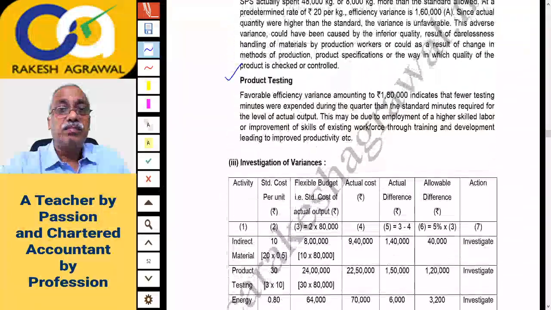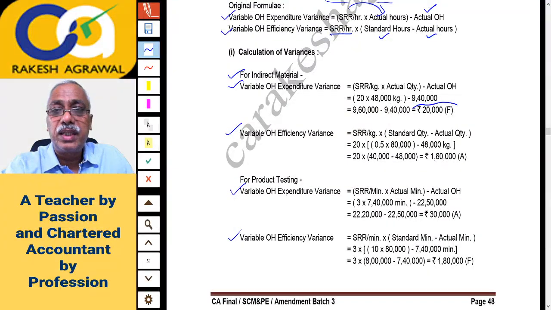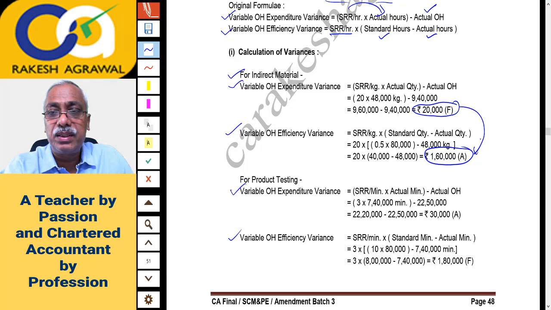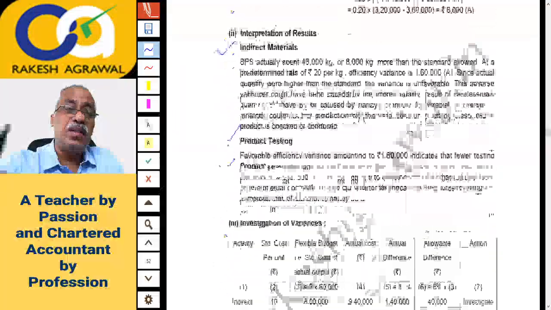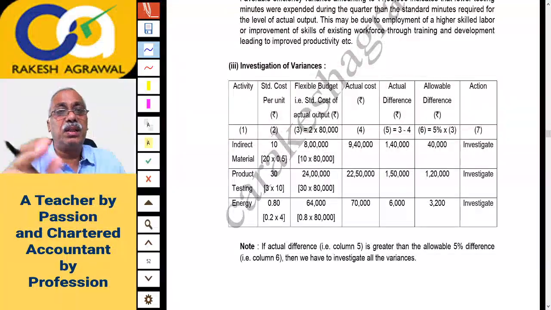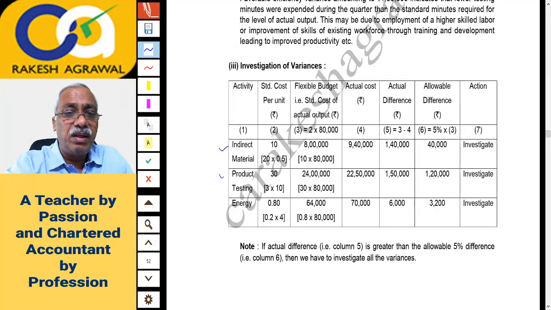Now check this. Actually, the total of these two variances will be your cost variance. This expenditure plus efficiency will be cost variance, right? Like this is 20,000 favorable, this is 1,60,000 adverse. So net will be 1,40,000 adverse. Again, these two you will get total cost variance. So we'll have to see the total variation from standard. If it is more than 5%, then we'll have to do the investigation. Now I have prepared one table for investigation of variances. Name of 3 activities are given. Let us go one by one.